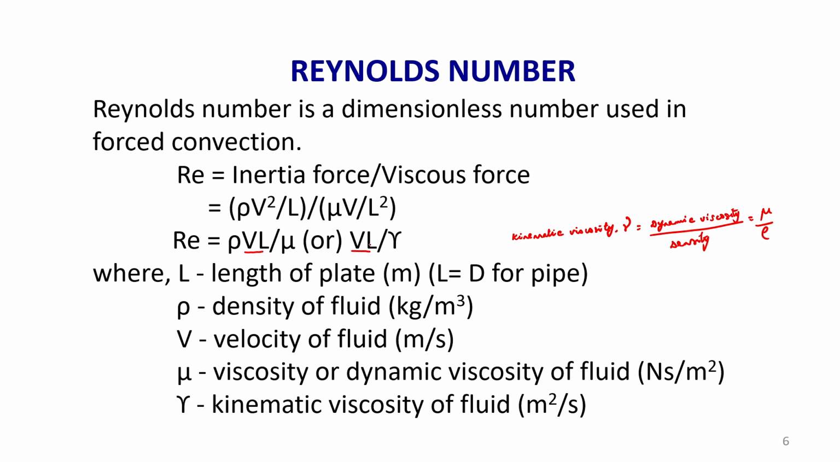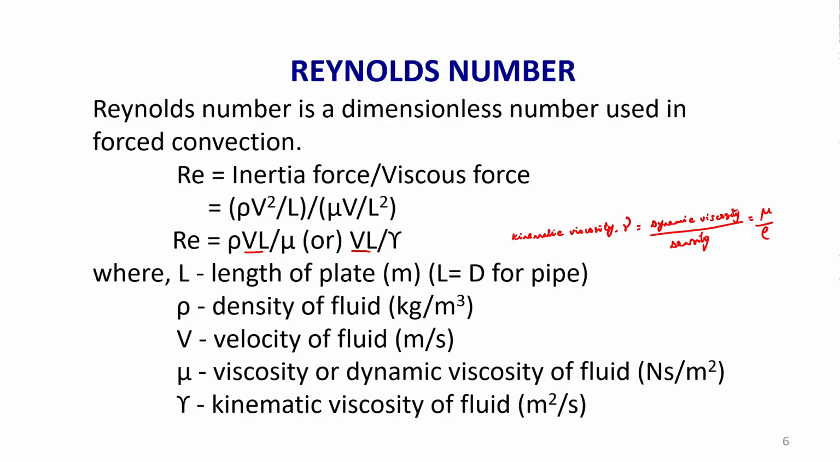If you know the dynamic viscosity and density, we can use the first formula to find the Reynolds number. If we do not know the density and the dynamic viscosity, but you know only the kinematic viscosity, then we can use this one. If any two properties are known, we can find the third. Here V is the velocity of the fluid in meter per second, density is in kg per meter cube, and I have given the units for kinematic viscosity and dynamic viscosity as well.